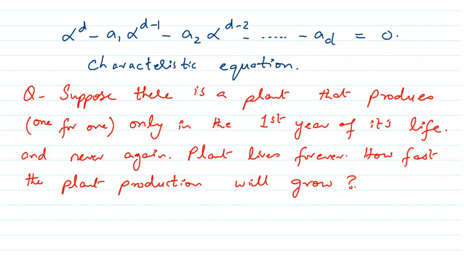Now, the plant that it has produced in the first year is definitely going to produce one more plant in its first year of life, and so on. So, under this condition, we are going to find how many plants there will be by the end of n years. Right? So, let's start with the solution.